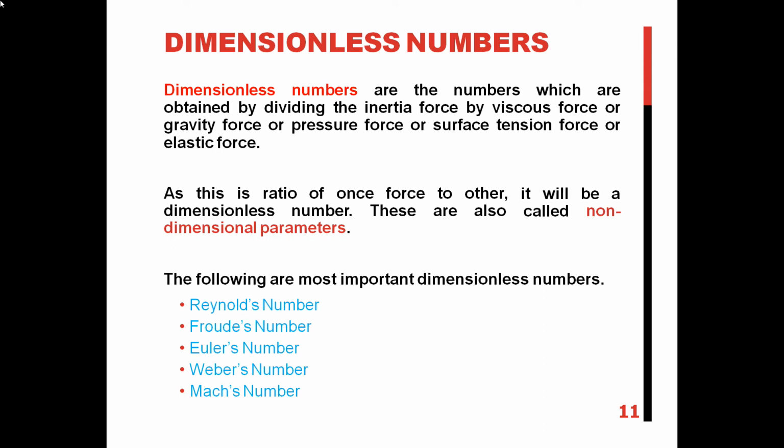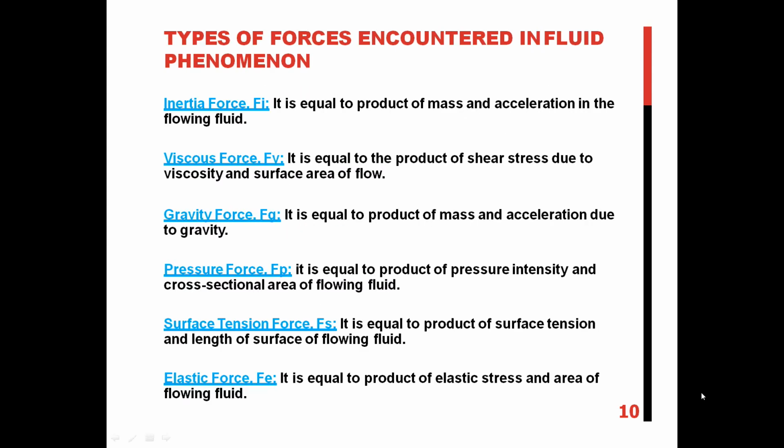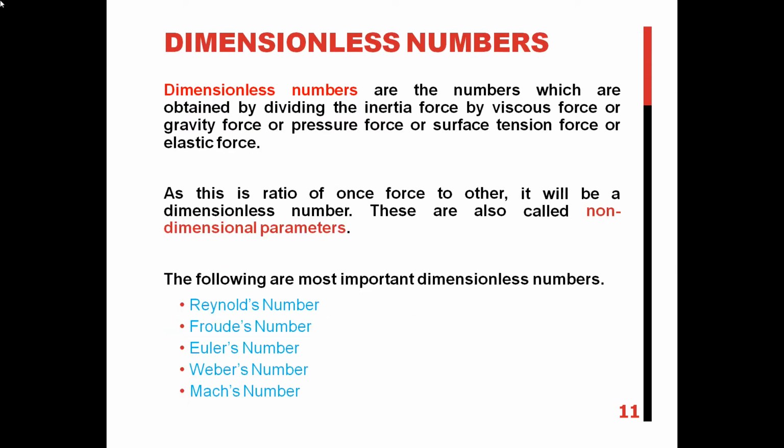Some of the important dimensionless numbers are Reynolds number, Froude's number, Euler's number, Weber's number, and Mach's number. When you take the ratio of any two forces, inertia by viscous, gravity by pressure, surface tension by elastic force, those numbers are said to be dimensionless numbers. Some of the important ones are given here: Reynolds, Froude's, Euler's, Weber's and Mach's number.